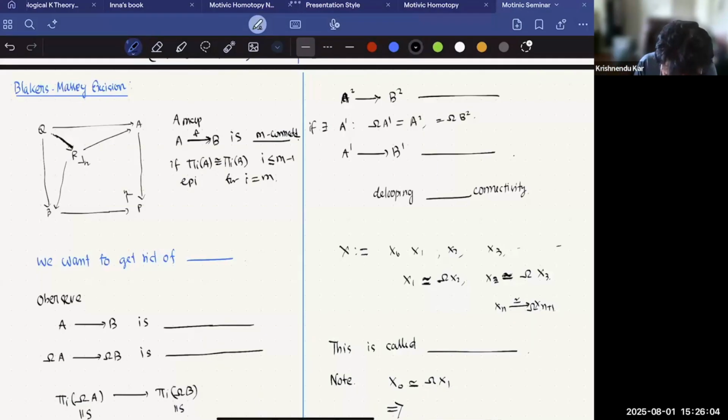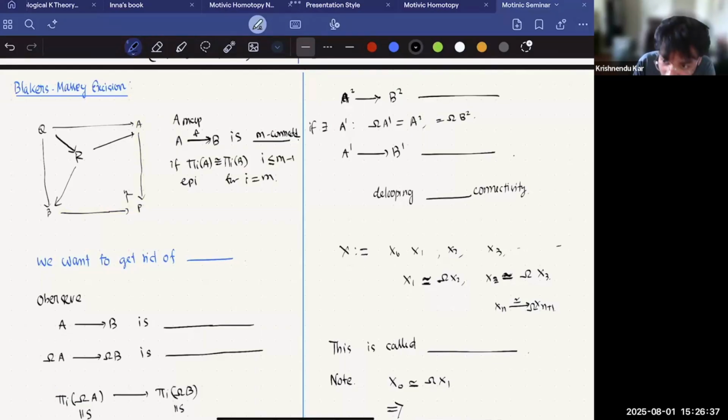So what does Blakers-Massey excision tell you? If you start with a diagram Q, A, B and take its homotopy pushout, P is your homotopy pushout. And then you take the pullback of this diagram, the homotopy pullback of this diagram. Let's denote this by Q R, A B is a homotopy pullback. So you have a universal map over here.